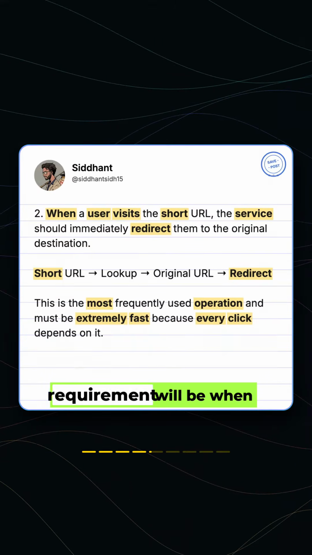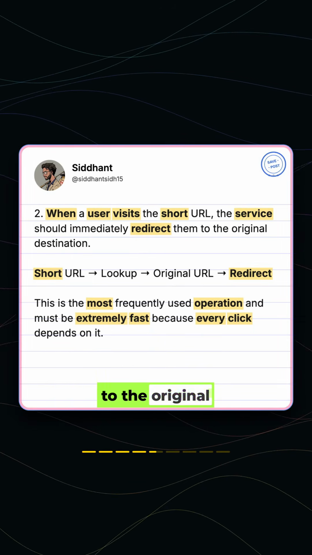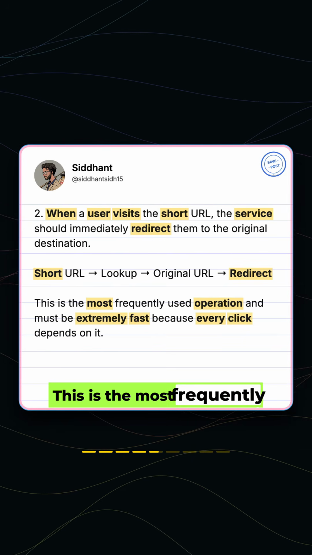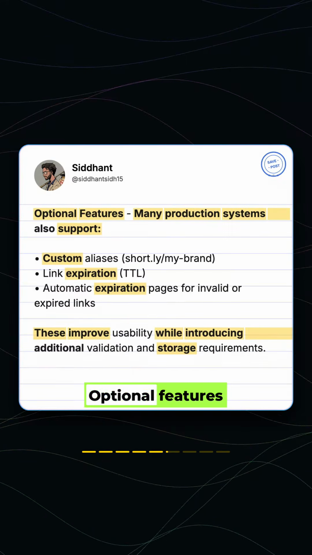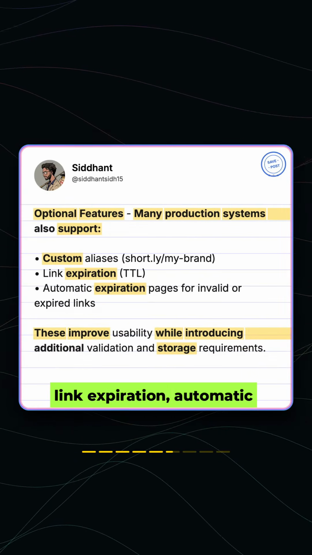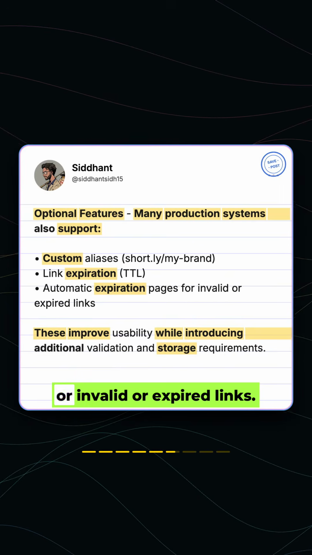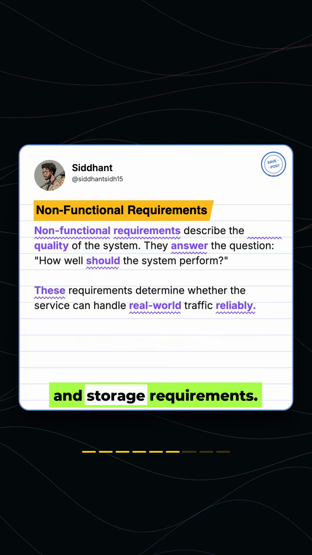Number two, a functional requirement will be: when a user visits the short URL, the server should immediately redirect them to the original destination. This is the most frequently used operation and must be extremely fast because every click depends on it. Optional features that many production systems also support are custom aliases, link expiration, and automatic expiration pages for invalid or expired links. These improve usability while introducing additional validation and storage requirements.